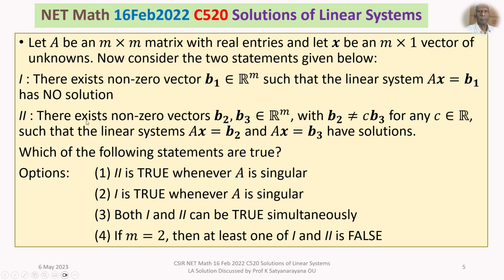Statement 2. There exists non-zero vectors b2, b3 belongs to R power m with b2 not equal to c times b3 for any c belongs to R, that means b2 and b3 are linearly independent, such that the linear systems Ax is equal to b2 and Ax is equal to b3 have solutions. Then you have to discuss which of these four options are true.